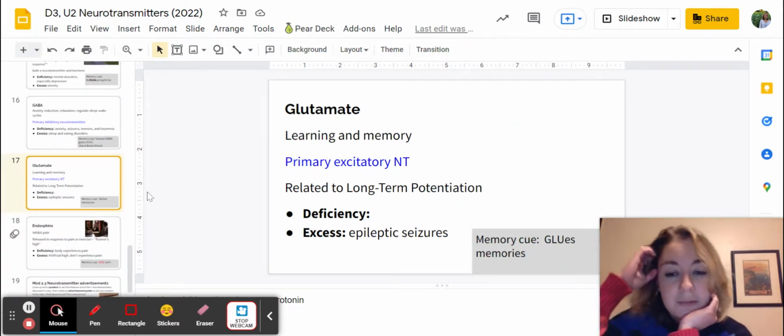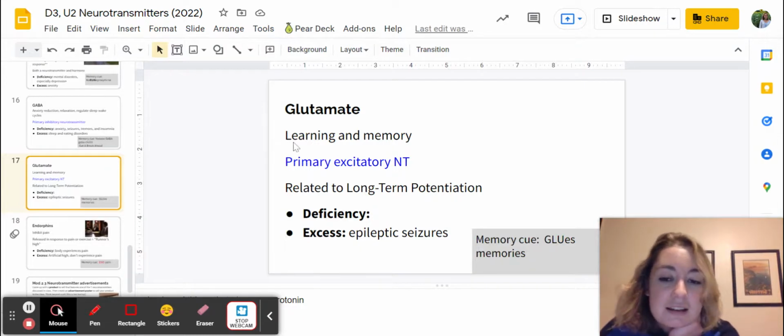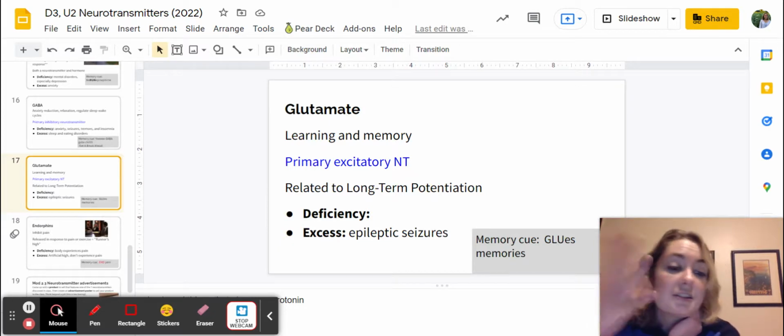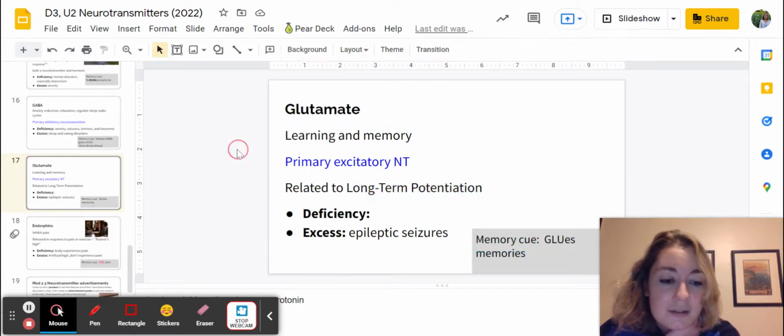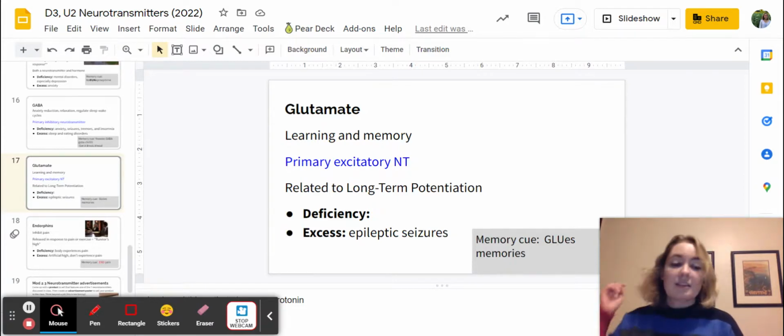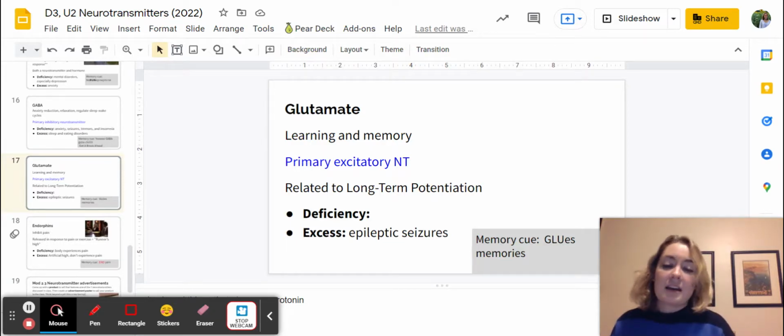Okay, two more. So we've got glutamate. Glutamate has to do with learning and memory. And in contrast to GABA, it's our primary excitatory neurotransmitter. So it's telling the next neuron, the receiving neuron, to continue on firing that message. And remember we talked about long-term potentiation when we did our little sheep demo. And we said that the more times we did that firing of the message down that neural pathway that you guys created, the faster we got each time, and the stronger our connection got and those pathways got.